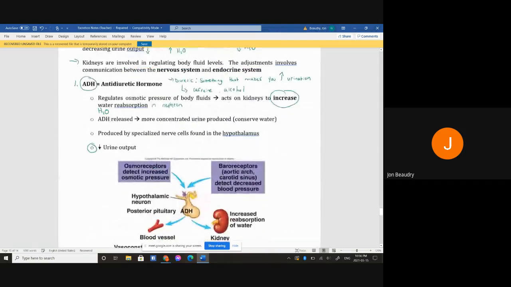And we can add that to this one as well. Decreased urine output, thus increased reabsorption.